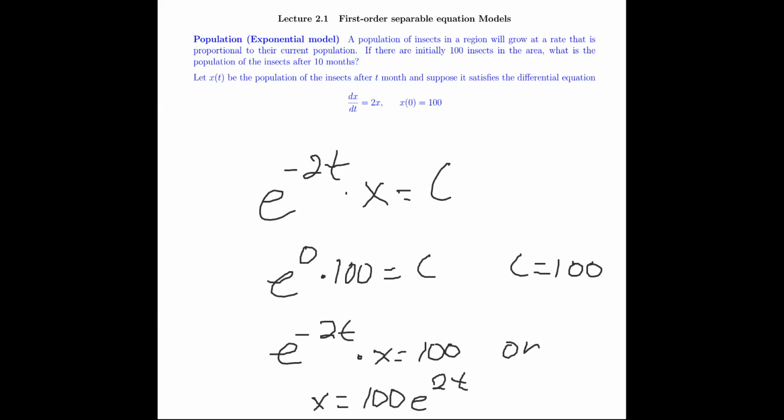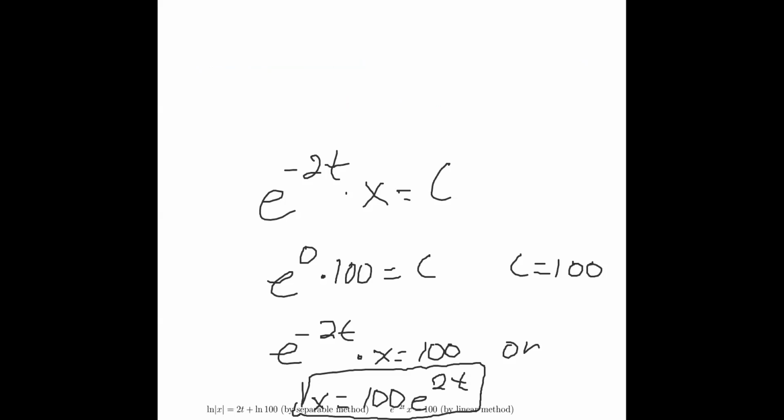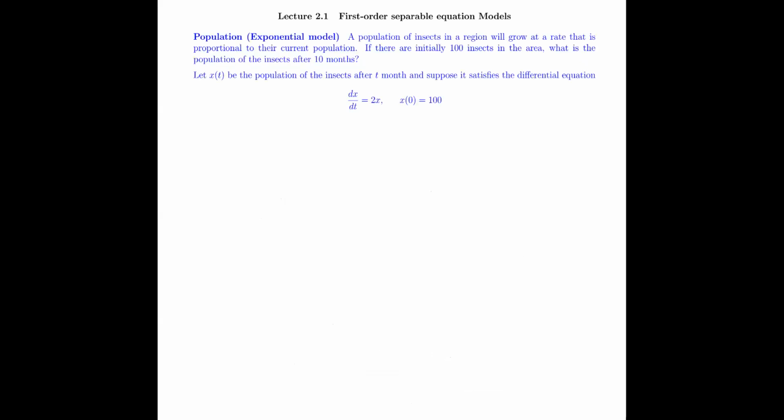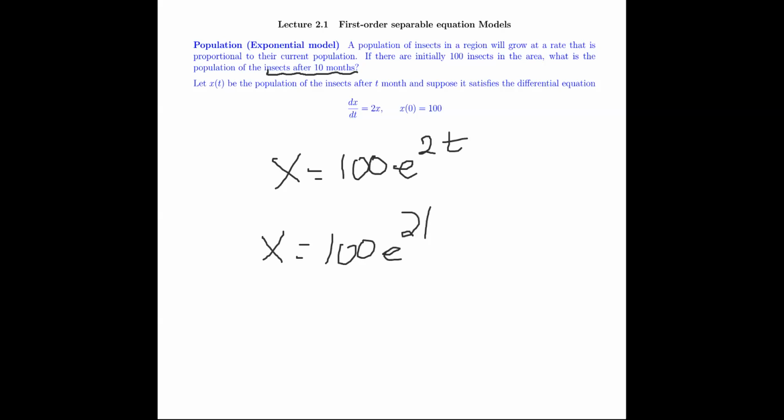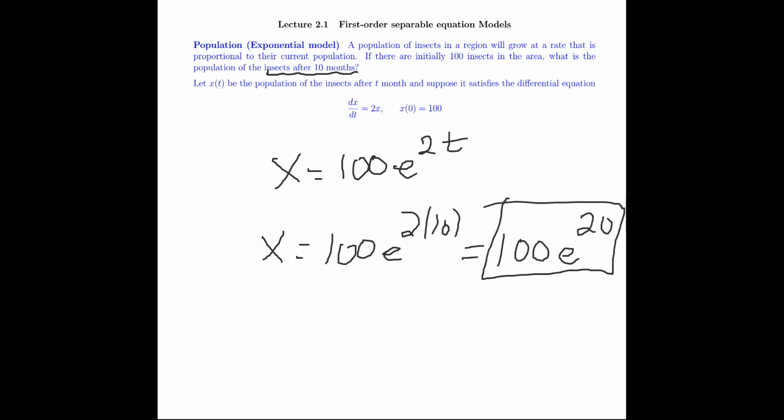All right, and that is what we have written down here. Moreover, though, the question actually wanted us to find the population of insects after 10 months. So the equation we just had was x is equal to 100 e to the positive 2t. And we want to know, again, the population of insects after 10 months. So this is x is equal to 100 e to the 2 times 10. We just plug in 10 for t here, which is 100 e raised to the 20th power. And that is the number of insects after 10 months.